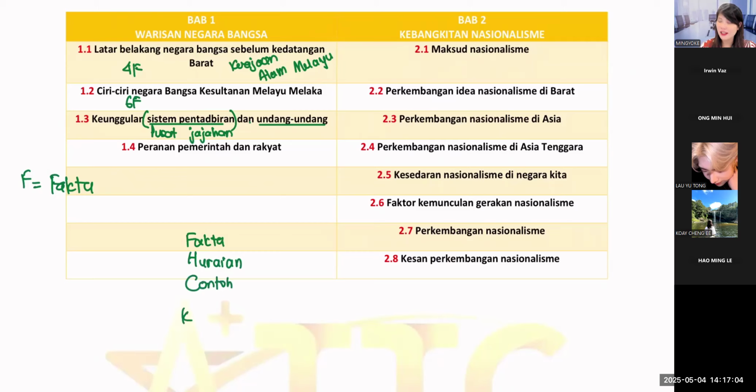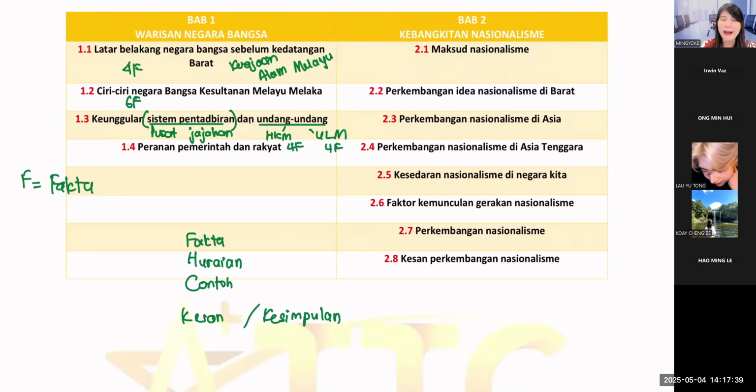K can be kesan or can be kesimpulan. You know, all those. Where got? All right, now, where got? Okay, undang-undang we have 2, Hukum Kanun Melaka and Undang-Undang Laut Melaka. So, Hukum Kanun Melaka alone got 4 fakta. Wow. Undang-Undang Laut Melaka also got 4 fakta. Wow. So, you see, it's possible for structured essay, you know.